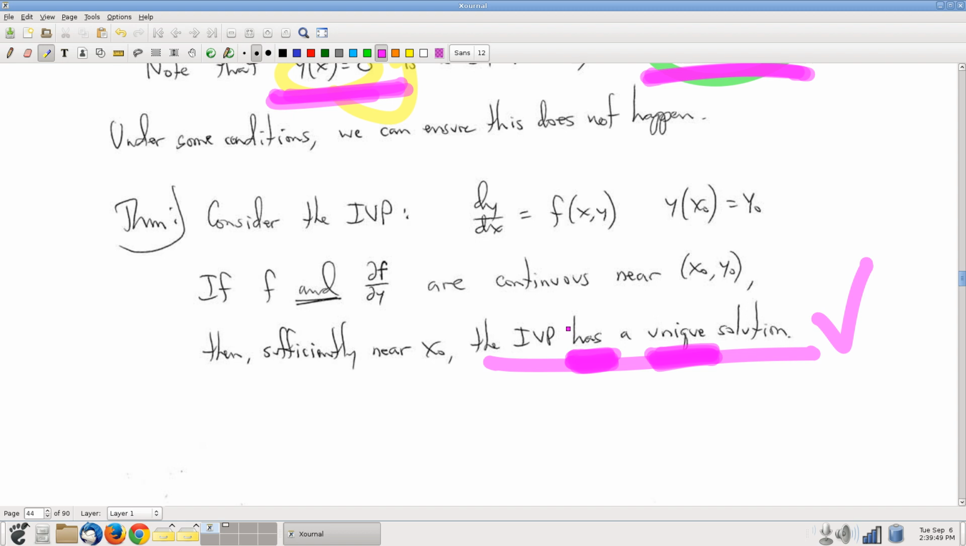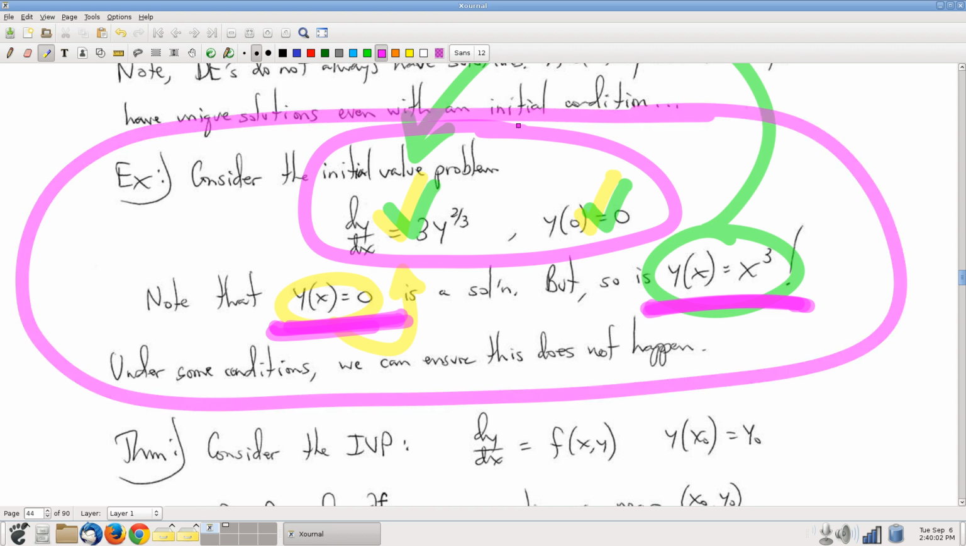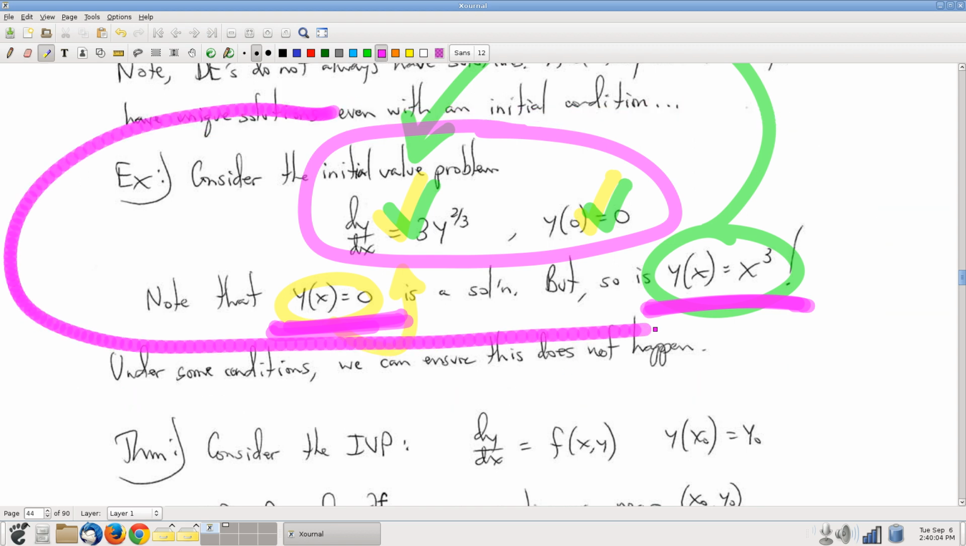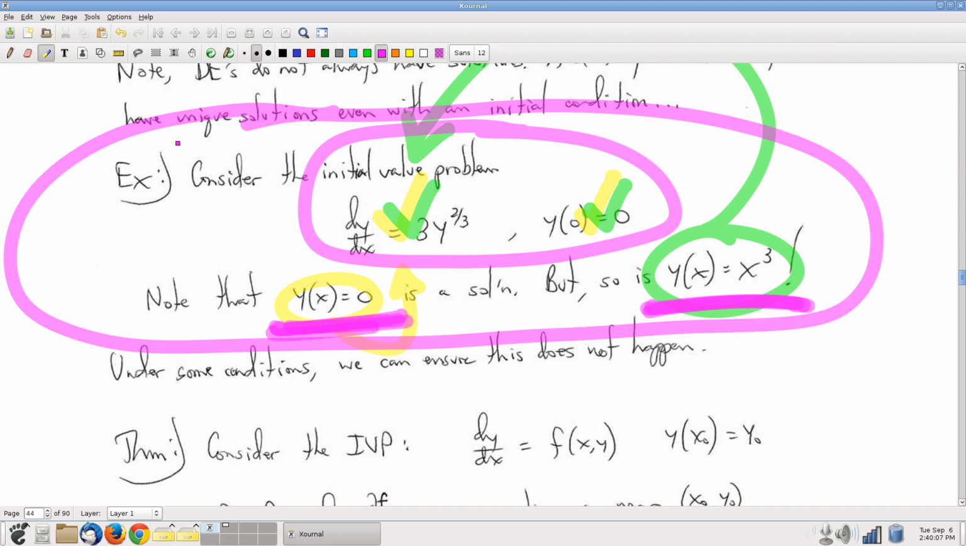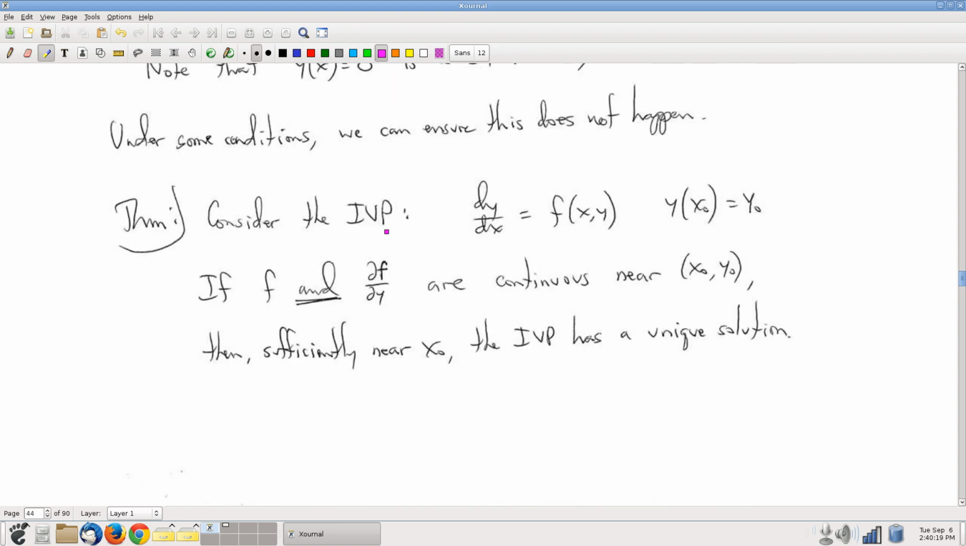Okay, so that's a wonderful theorem to have to work with that says with these certain conditions being satisfied, you don't have to worry about this sort of nonsense here. This sort of nonsense like this, where you have an initial value problem that has, in this case, two separate solutions. All right, so in Math 216, we're going to primarily concern ourselves with differential equations that do satisfy the conditions of this theorem, and therefore to which we can apply this result.